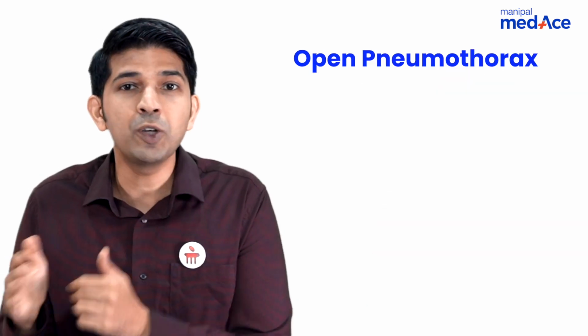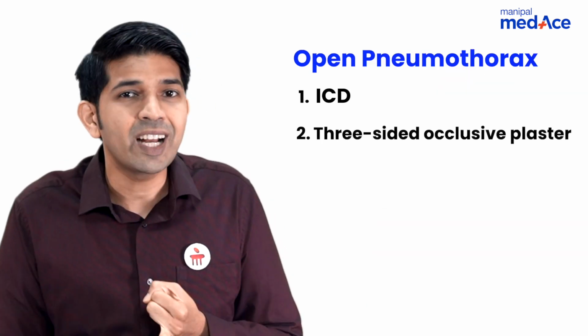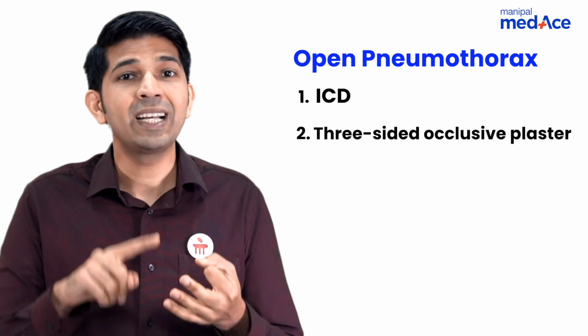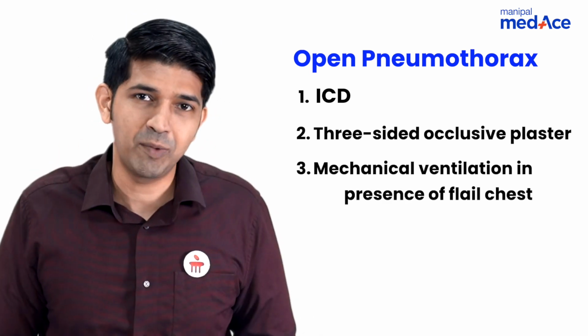Now, if it's an open pneumothorax, along with the ICD insertion, you have to use the three-sided occlusive plaster dressing. And if there is an associated flail chest, the patient might also need mechanical ventilation.